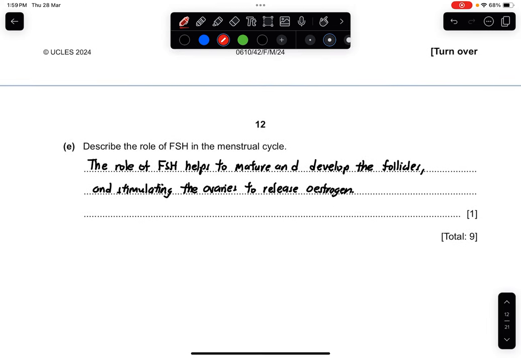And describe the role of the FSH in the menstrual cycle. What's the role of the follicle-stimulating hormone? You can see from the word, it helps to mature and develop the follicles, or you can say develop the ovaries, and it also helps to stimulate the ovaries to release the estrogen. Okay, so that is the answer.